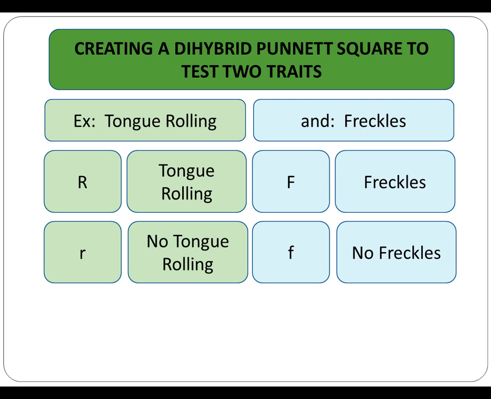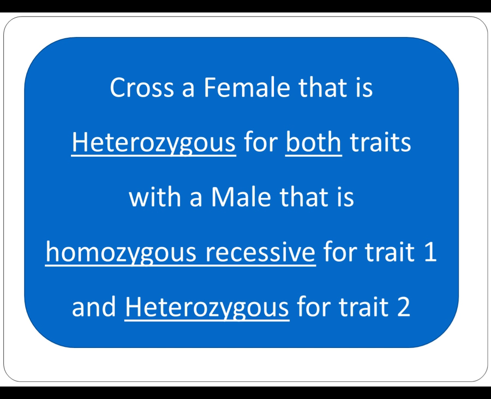So what we want to do, and this is the important bit that I kind of left out, is cross a female that is heterozygous for both traits. So how would we write her genotype? Okay, so big R, little r. And big F, little f. Or I could say heterozygous for both traits. We're analyzing both of those.